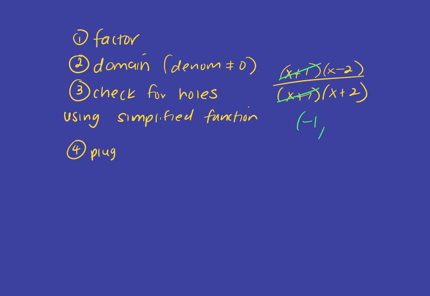You're going to plug the x of the hole in to get the y. So, for example, I would plug the x back into my updated function, which is x minus 2 over x plus 2, to get the y coordinate of the hole. I would set the denominator equal to 0 to get my vertical asymptotes.